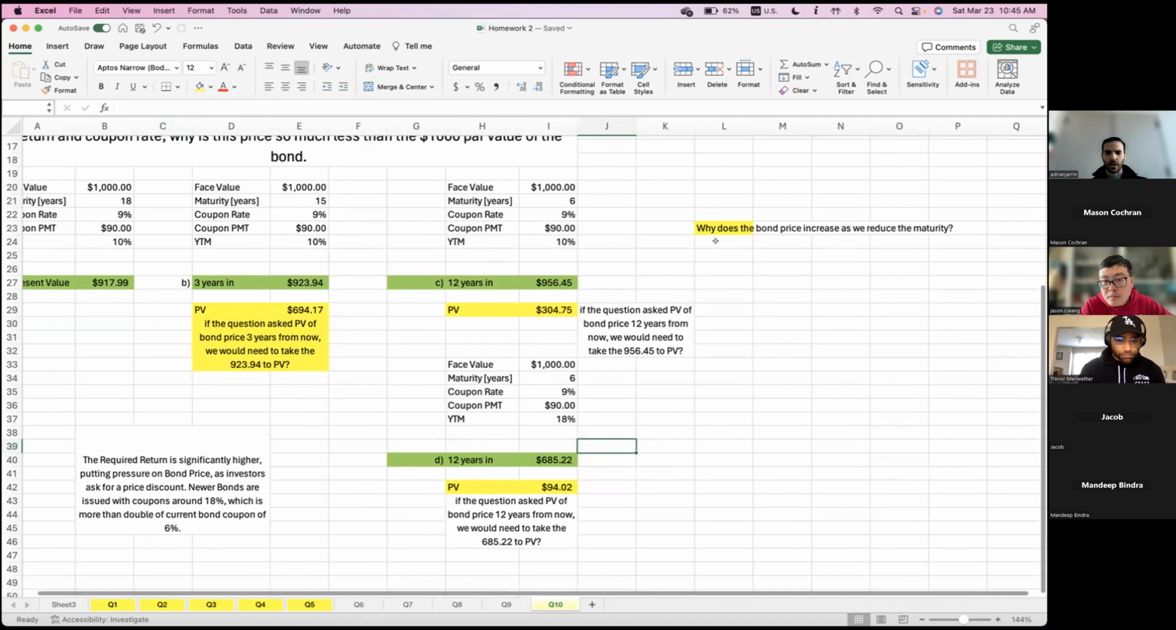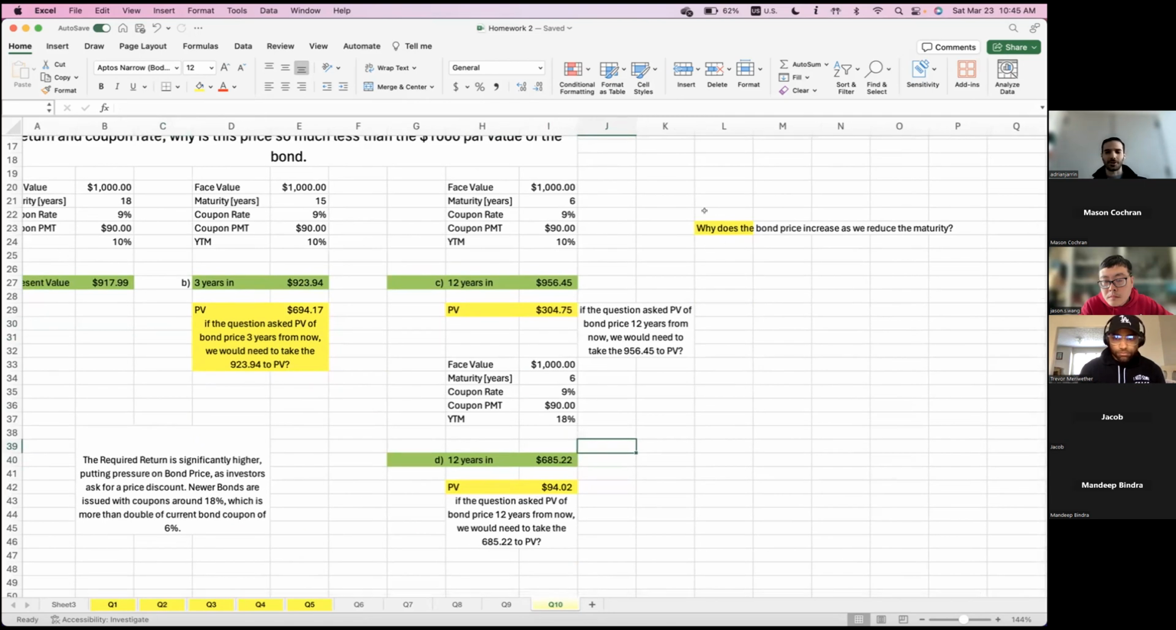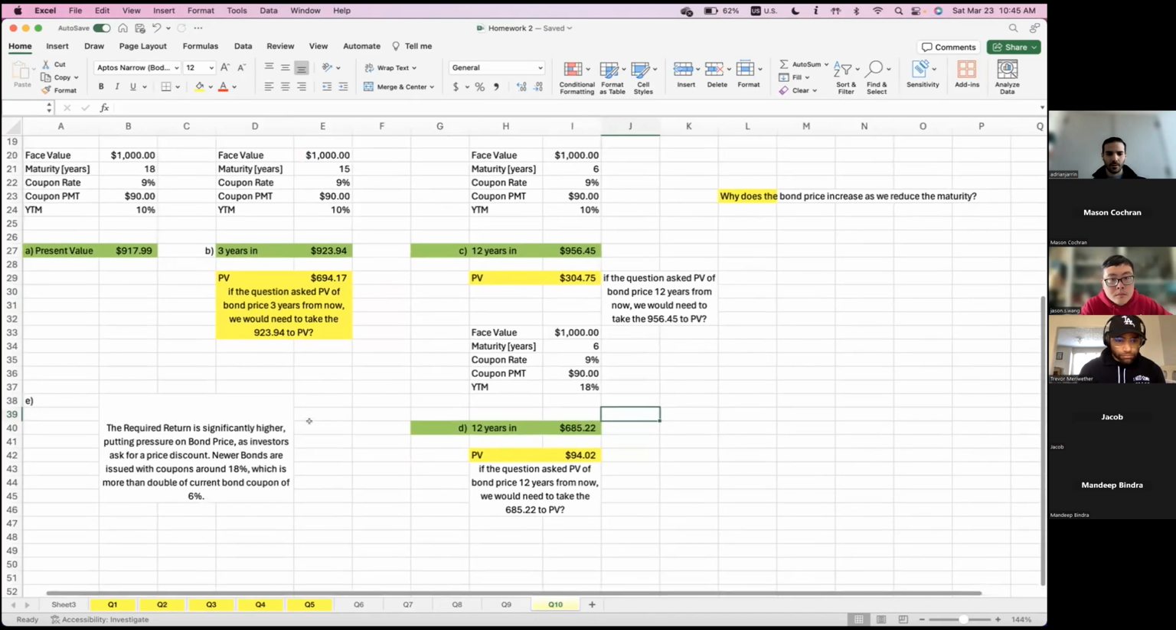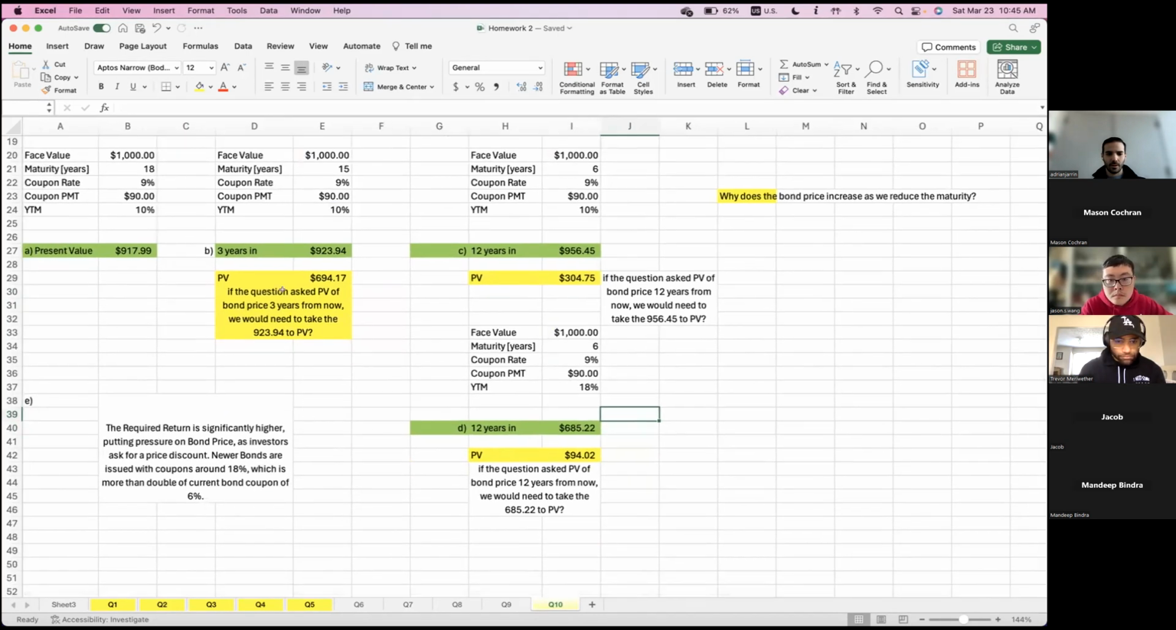And okay, so whenever you have time, of course, can you share with us that Excel? It's going to be really beneficial. Sure. You've got that question under there where it says if the question asks for the present value of the bond price 12 years from now, you would never ask it like that, but that's not something you'd really want to solve, because you're not taking into account the cash flows that you're getting. That's okay.